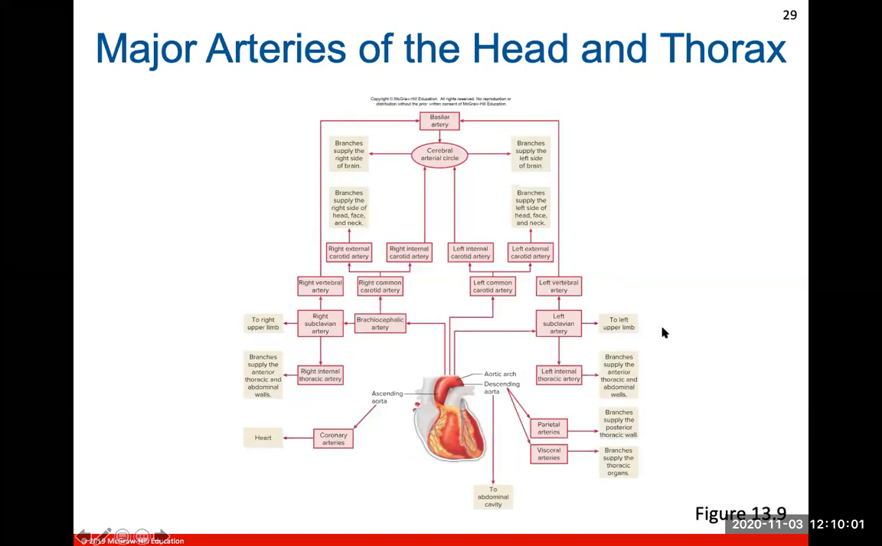Here are the major arteries of the head and thorax. So this kind of shows their branching. This is really helpful to see where the branches go and what they supply blood to. And I'll let you pause the lecture video here and read all of that on your own.